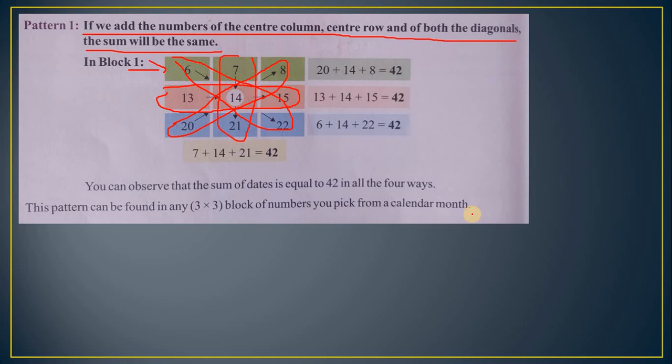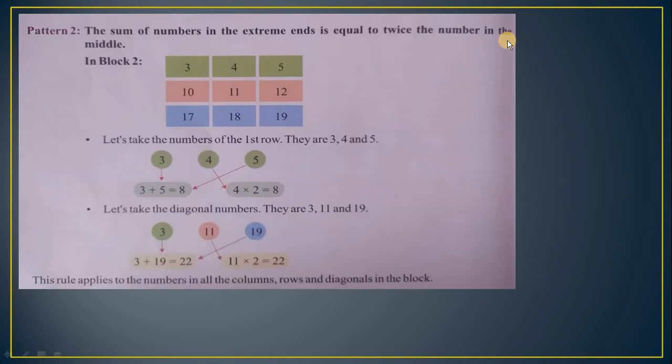The sum of the central row, both the diagonals and the center column will be the same. If I do the sum of the first row, what is that sum? 7 plus 8 is 15. 15 plus 6 is what? Exactly, it is less than 42. So this pattern is applicable with center column, center row and both the diagonals. So this is pattern number 1.